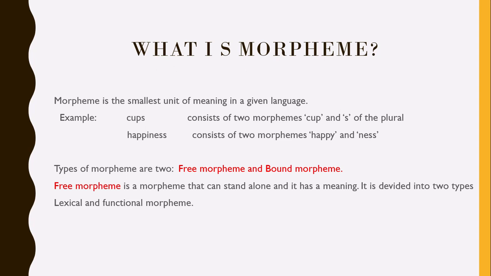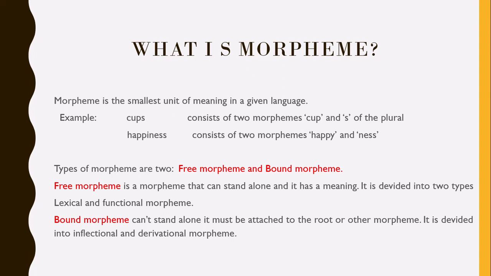Now, morphemes are divided into two: free morpheme and bound morpheme. A free morpheme is a morpheme that can stand alone and has a meaning. It is divided into two types, lexical and functional morphemes. So if we take the first example, caps, we say it consists of two morphemes, cap and s of the plural. Cap is a free morpheme because it can stand alone and it has a certain meaning. Okay? Now the bound morpheme can't stand alone and it must be attached to the root or another morpheme. It is divided into inflectional and derivational morphemes.